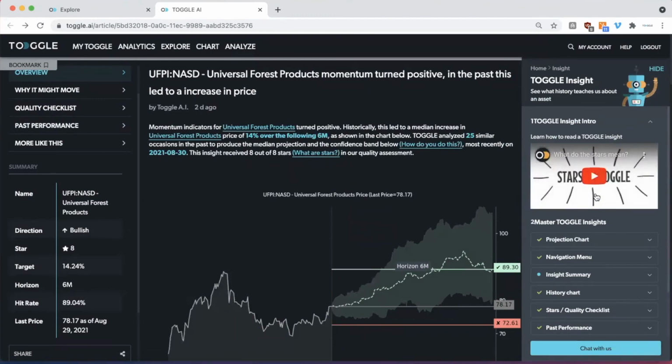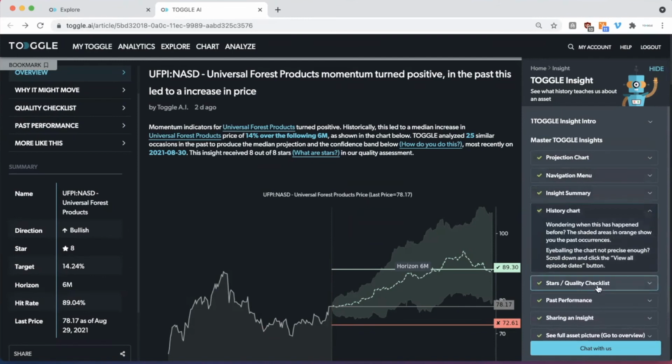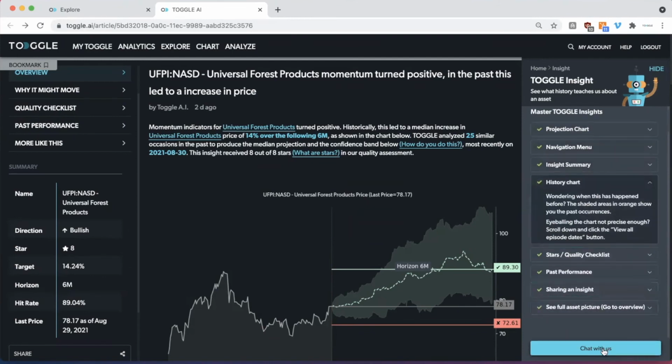And that basically has a video to explain how to read an insight, what each section of an insight means. And if you want to learn more, you can always reach out to the team by just hitting chat with us, and someone will be there to answer your questions.